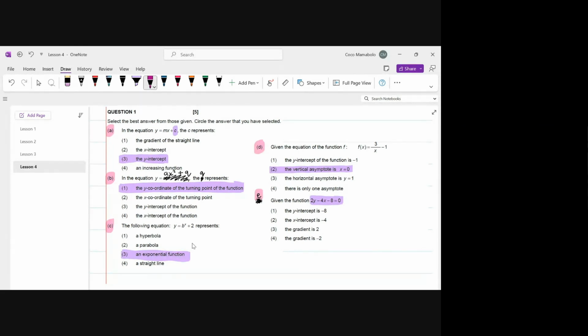Anybody? It's not obvious. That's it. Correct, Katleho. It's linear. It's a linear function.